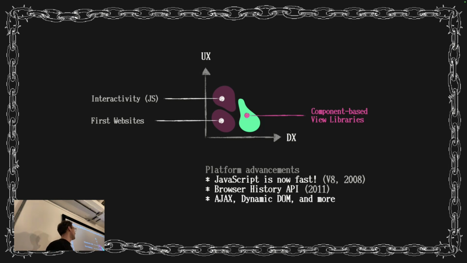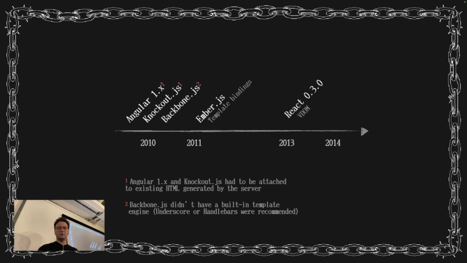The reason we started working on that is because JavaScript is now fast, and there are more features like the browser history API or Ajax prefetch, right? So now we have all these technologies, and we can integrate component-based view libraries, so we can make this single-page app experience more efficient. So let's take a look at the timeline, right?